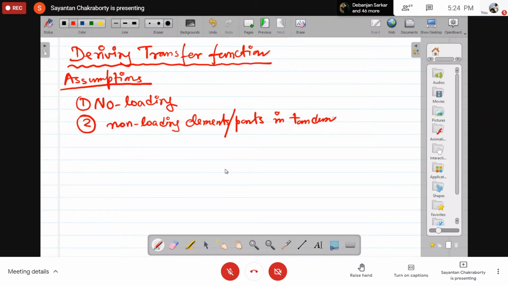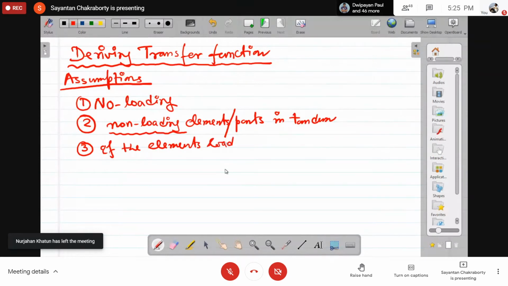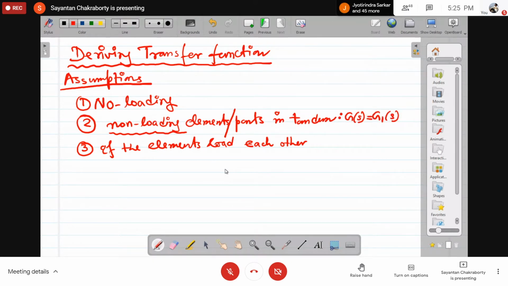then the overall transfer function will be the transfer function of the individual elements multiplied, if these parts are non-loading, that is, they are not loading each other. But if the elements load each other, then this concept, G(s) overall transfer function as G1(s) G2(s), will not hold because of the loading effect between the components.